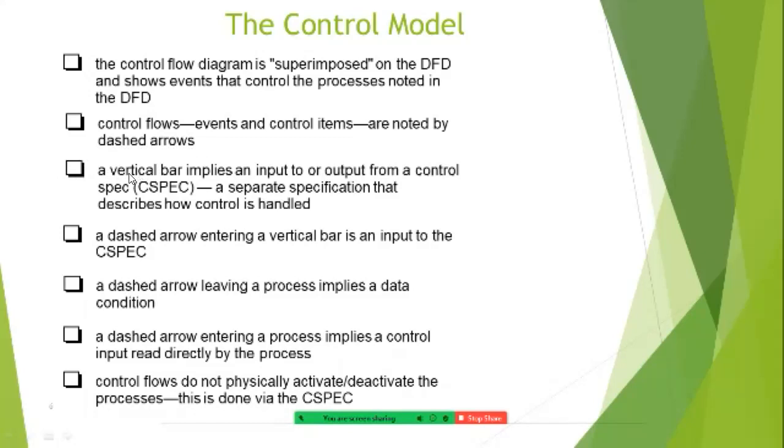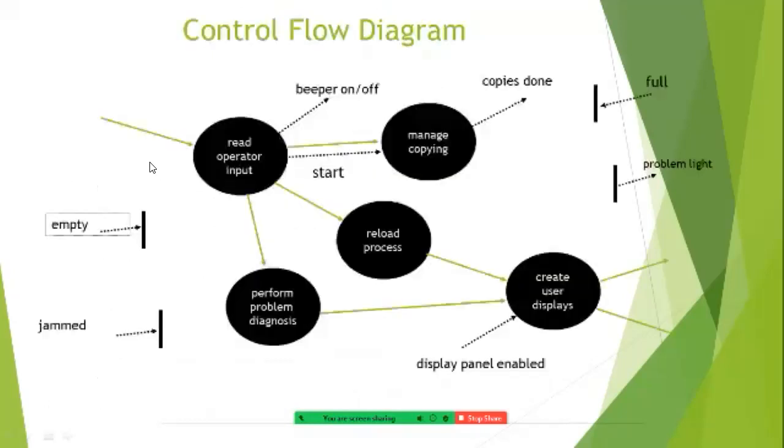Control flows do not physically deactivate the processes. This is done via the CSPEC. Friends, this is the control flow diagram where read operator input, manage copy, reload process, perform problem diagnosis, and create user displays are connected to each other by the start on/off switch.